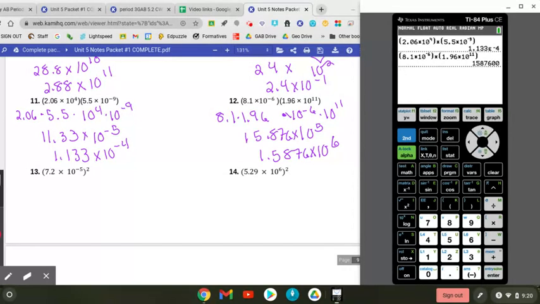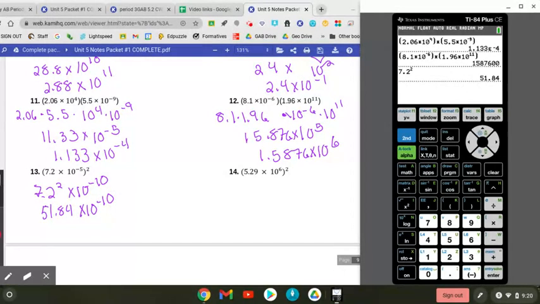Okay, now for 13, I'm squaring it. So that means, since it's multiplication, that I can square each thing using my rules. So I'm going to do 7.2 squared times 10 to the negative 10th, because power to power you multiply. So on my calculator, I'm going to do 7.2 squared. And that's 51.84 times 10 to the negative 10th.